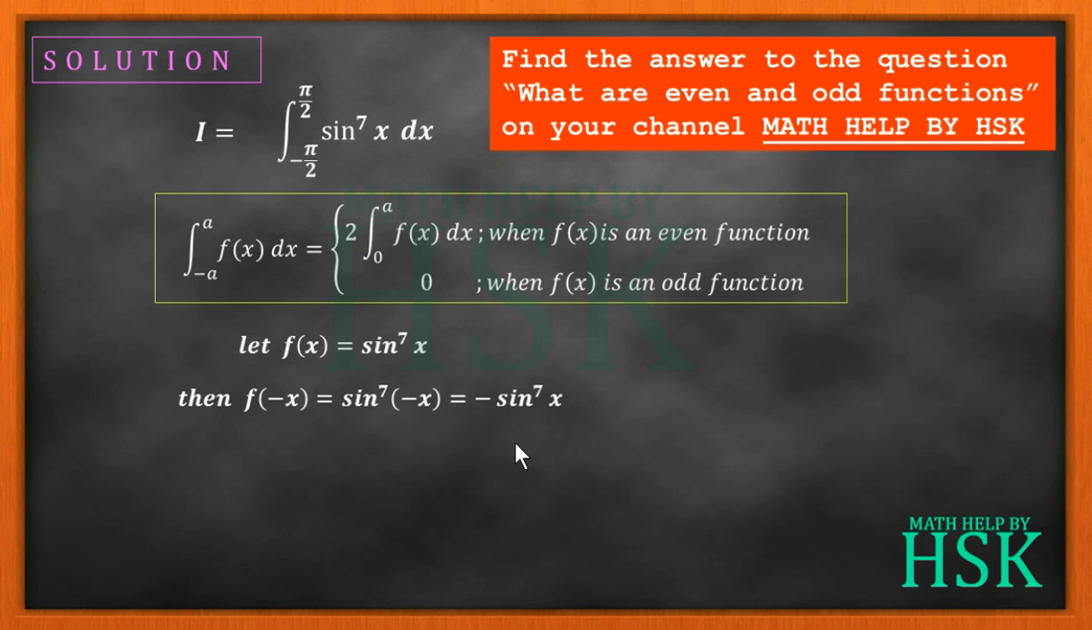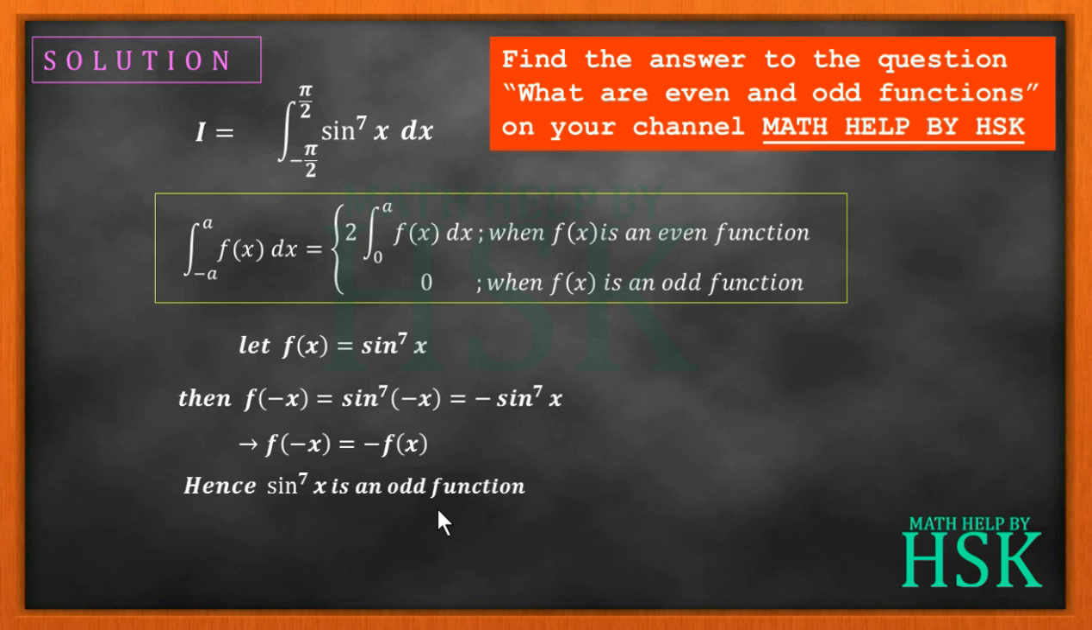So you can see here that f of minus x is equal to minus sine to the power of 7x. So this is the value of fx. Sine to the power of 7x is equal to fx. So I can write here that f of minus x is equal to minus fx. So this confirms that this function fx is an odd function.